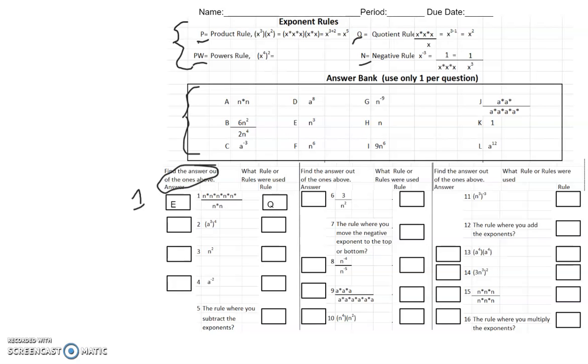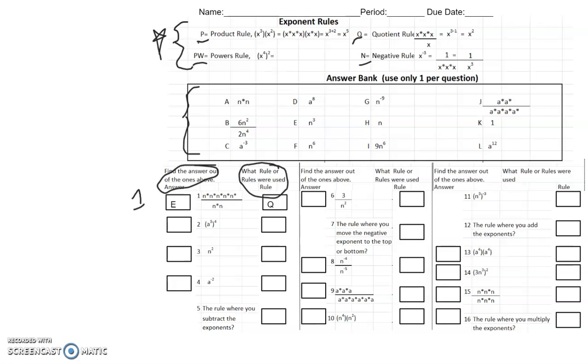The next thing I want you to pay attention to is the other box that you'll also be typing into. It says what rule or rules were used. So that would be you going back up here and saying, okay, I know the product rule was used, so I'm going to put a P for product rule, N for negative rule, and so on.